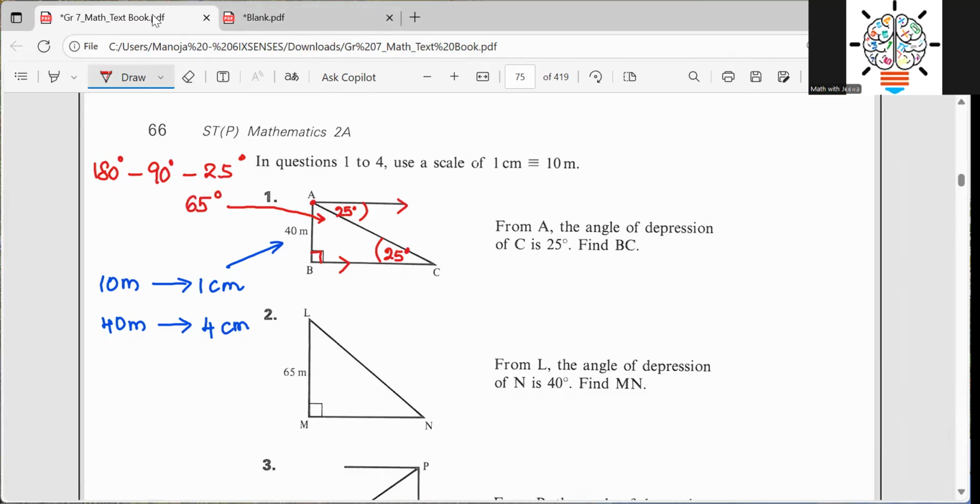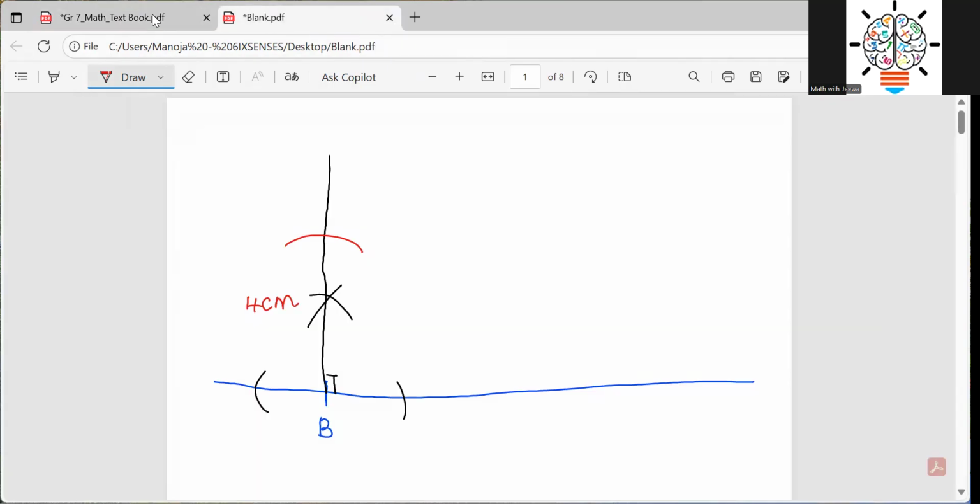Now this should be 25, no, children? What we do is, I know this particular point, because this is the place that I want, and I keep my protractor. From this corner, I measure 65 like this, okay? From this corner.